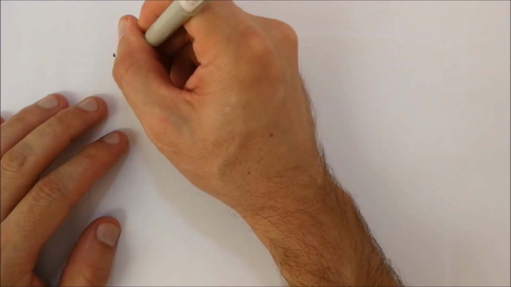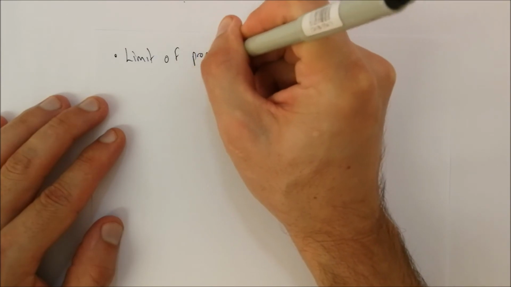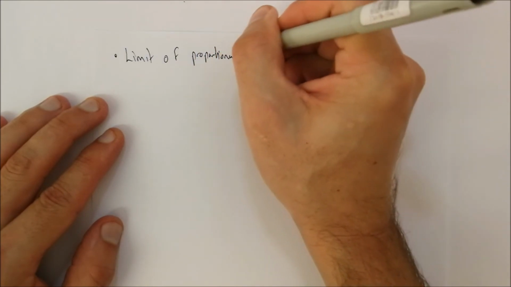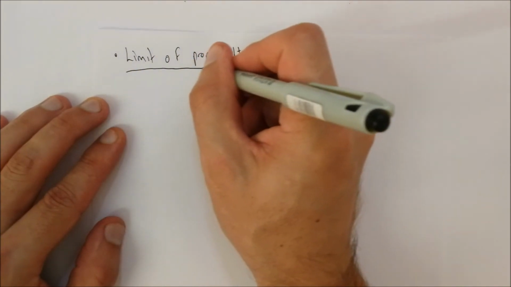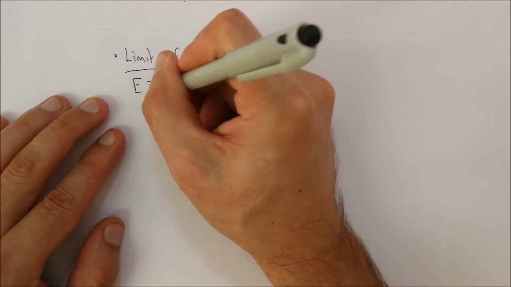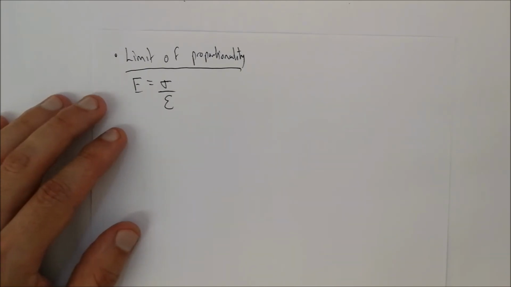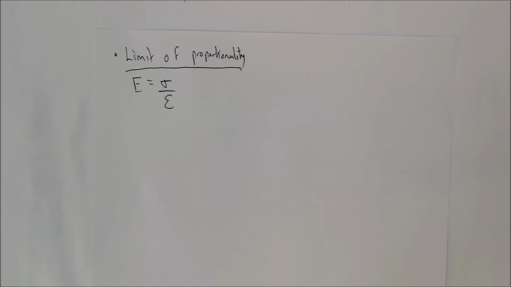Now we're going to be looking at different things that you could be asked to calculate. The first thing we'll be looking at is the limit of proportionality. That is where we say E is equal to the stress over the strain. Remember, this is also known as our modulus of elasticity. But essentially what we're going to be doing is looking at the linear section of this graph that we just plotted.